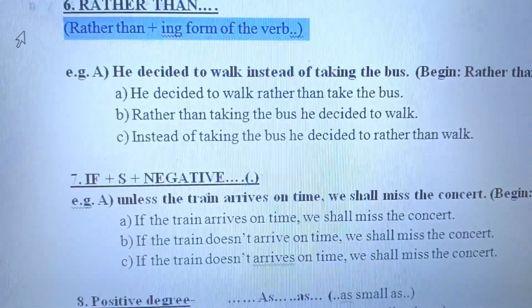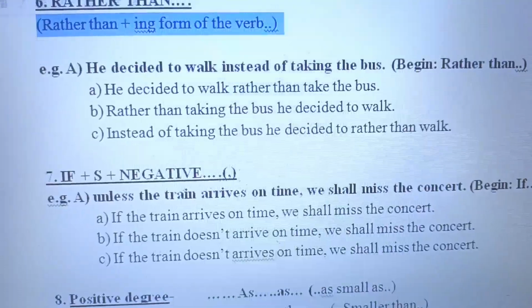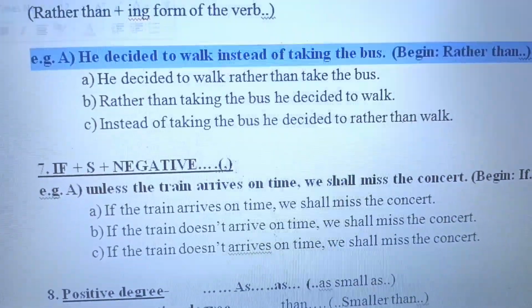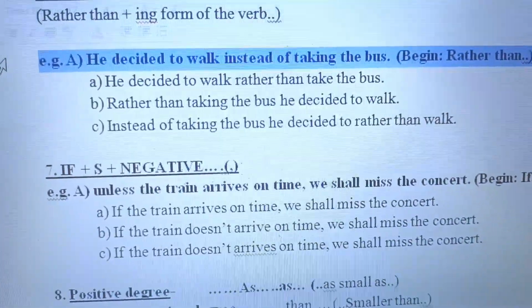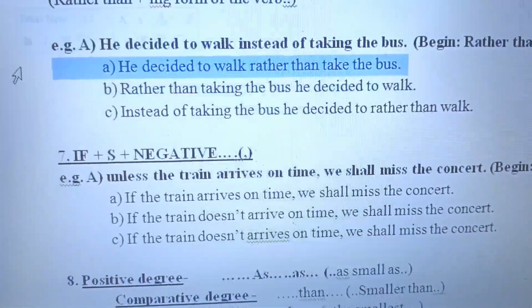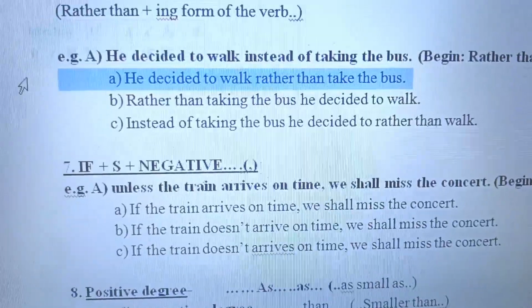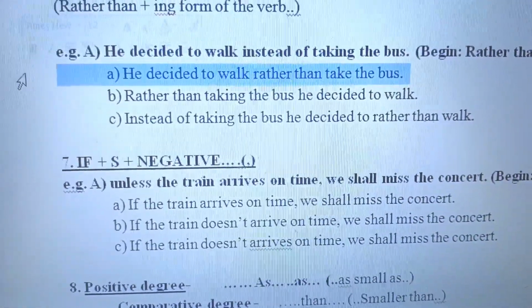Rather than also follows the ing form. So look at this example. He decided to walk instead of taking the bus. And here you have to begin the sentence with rather than. So the options are, first, he decided to walk rather than take the bus. So here, he decided to walk rather than take the bus.